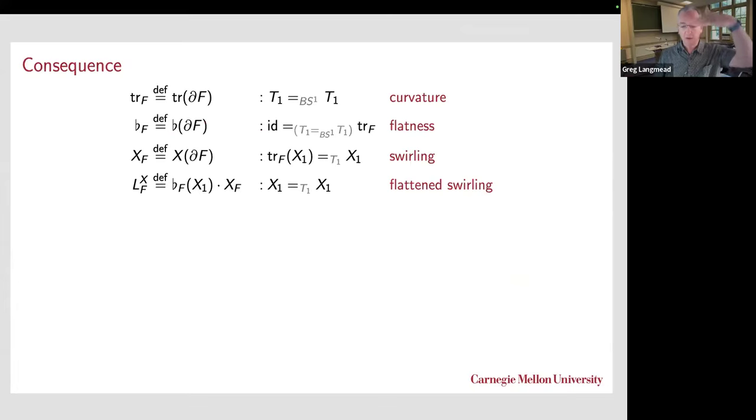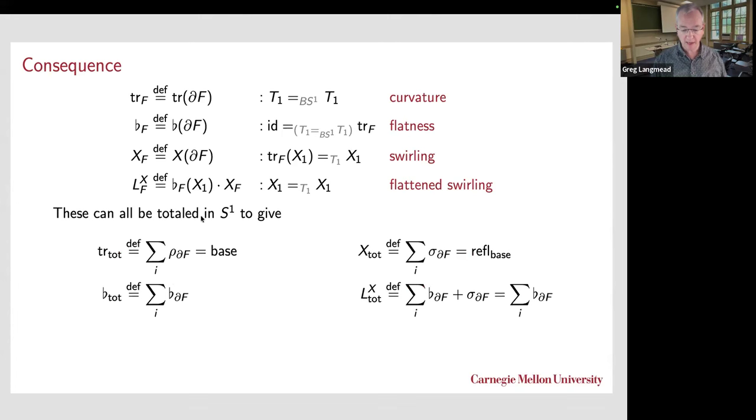All right, so here's our total inventory. We've got the curvature on a face, flatness at a face, swirling at a face, and the flattened swirling at one face, and we just learned how to add everything up. We can total them all in S1. So in our lingo, the total of the curvature of a face is the sum of all of the angles of rotation, and that is base. These all pairwise cancel, so there's nothing to that. The total curvature is base, but the total flatness is something. Remember, they were all paths from identity to the rotation.